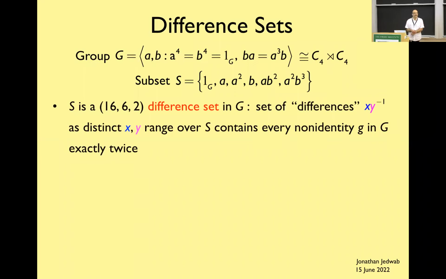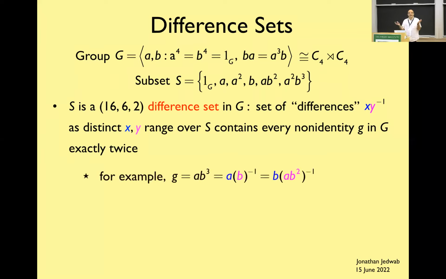What does that mean? Well, we look at all the differences, in quotes, they're really quotients, x times y inverse, as x and y go over all distinct values in the subset. So 6 times 5 quotients, or differences, x times y inverse, and we write down all of those, and it turns out that we get every non-identity element in that group of order 16, all 15 of them, exactly twice. 6 times 5 is 15 times 2. So magically, we're covering every non-identity element of the group the same number of times.